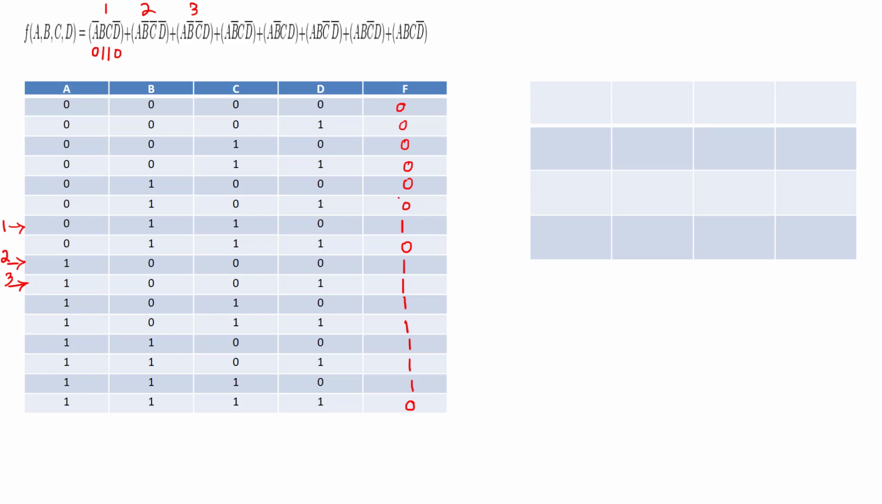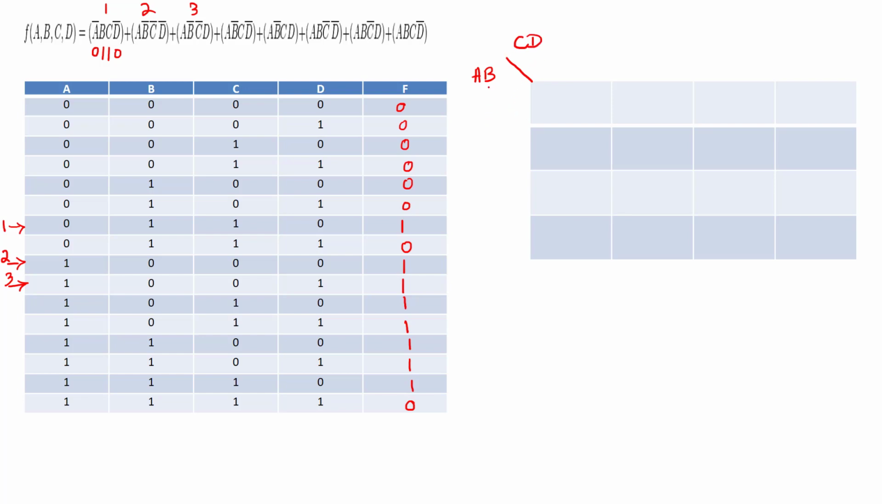Since we have 16 rows, we need to have 16 cells in our Karnaugh map. That means that this is going to be a 4 by 4 Karnaugh map. So for this particular Karnaugh map, we will take two variables on our vertical sides and two variables on our horizontal side. So for my vertical side, I am going to take the variables AB, and for my horizontal side, I am going to take the variables C and D.